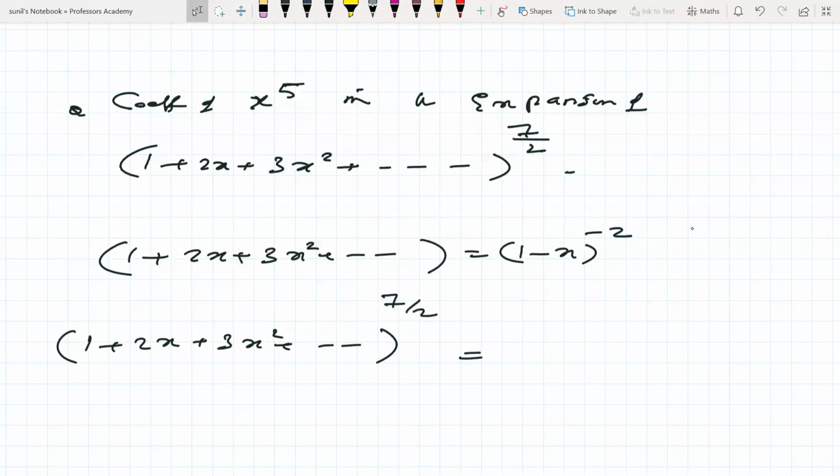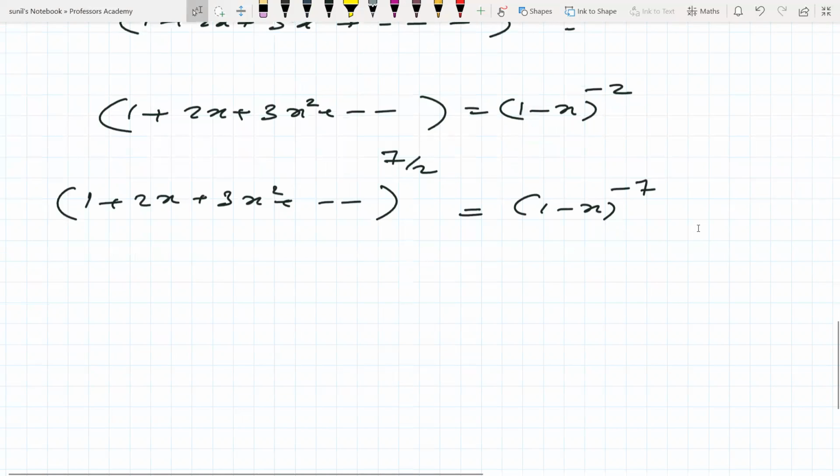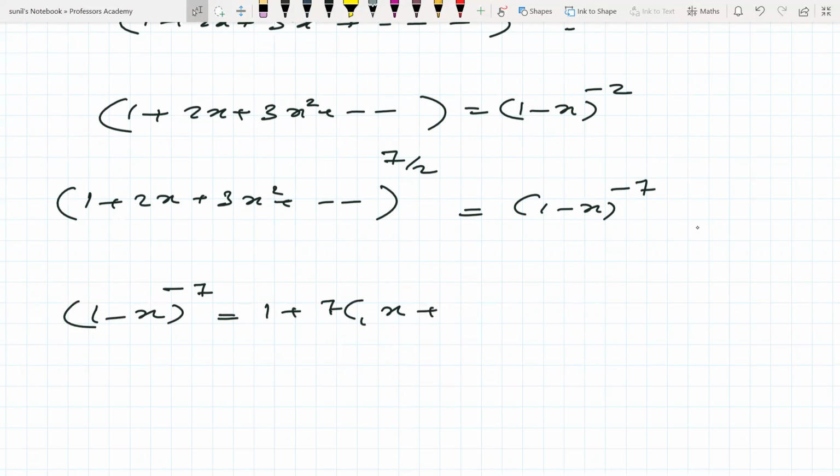Or this is coming out to be 1 plus 2x plus 3x square, this one raised to 7 by 2. The 2 and 2 will get cancelled. This becomes 1 minus x raised to minus 7. Now, as usual, we are going to expand this 1 minus x power minus 7. This is coming out to be 1 plus 7c1x and 8c2x square. The power of x and the lower suffix are the same, and the upper suffix is different by only 6. 2 plus 6, 8. 1 plus 6, 7.